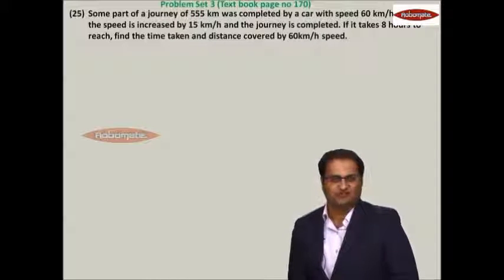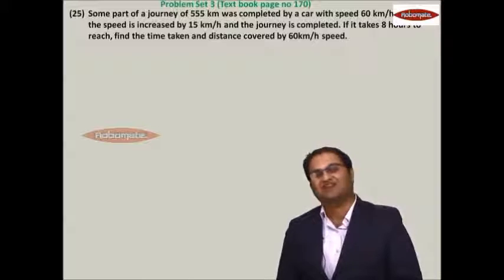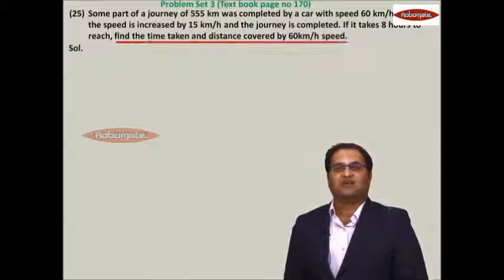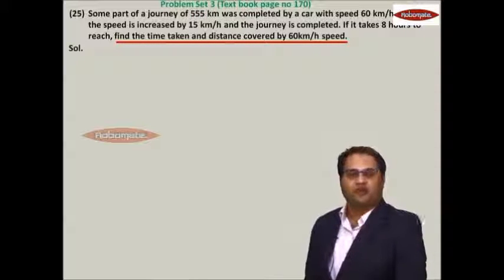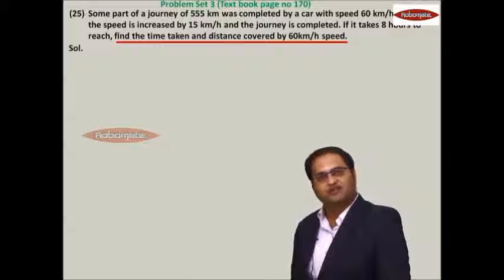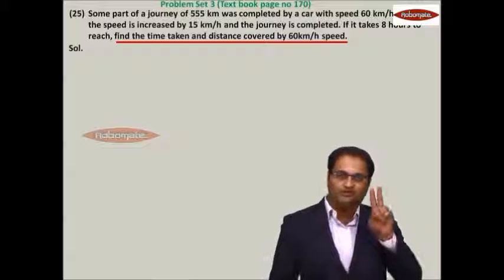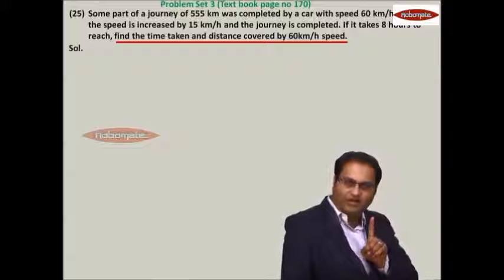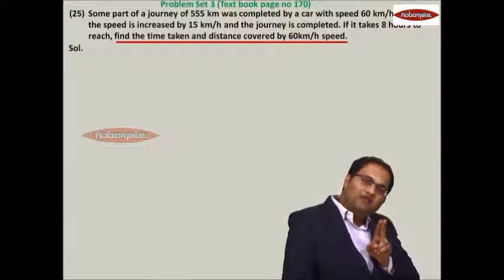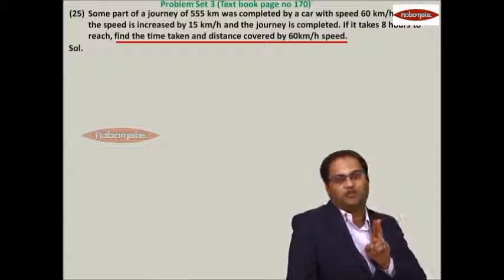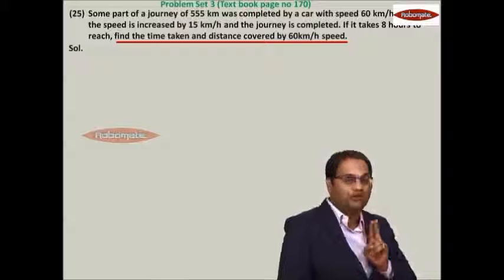Did you understand? No, right? Don't worry, read the last statement. The last statement is, find the time taken and distance covered by 60 kilometers per hour speed. There are two unknowns again. So how do we start?